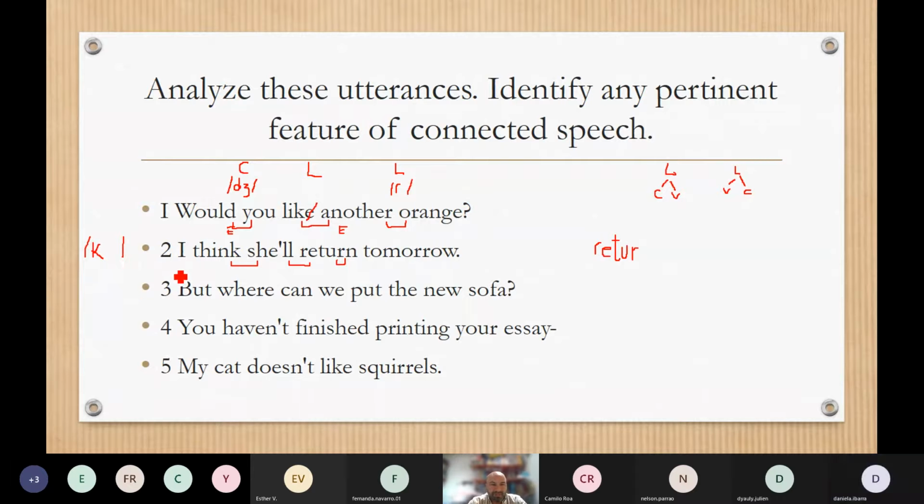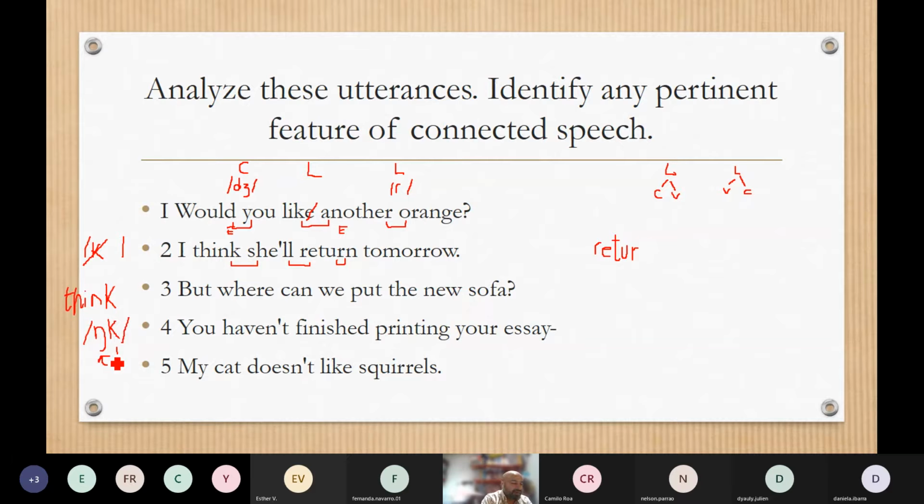So I think she'll return tomorrow might have an elided k, but taking care of the following. Remember that whenever you use the word "think," and you transcribe particularly the last section, we're talking about this sound, because the sound k is influencing the previous one. This is a case of, if you remember, regressive assimilation, right? A regressive assimilation in this case.